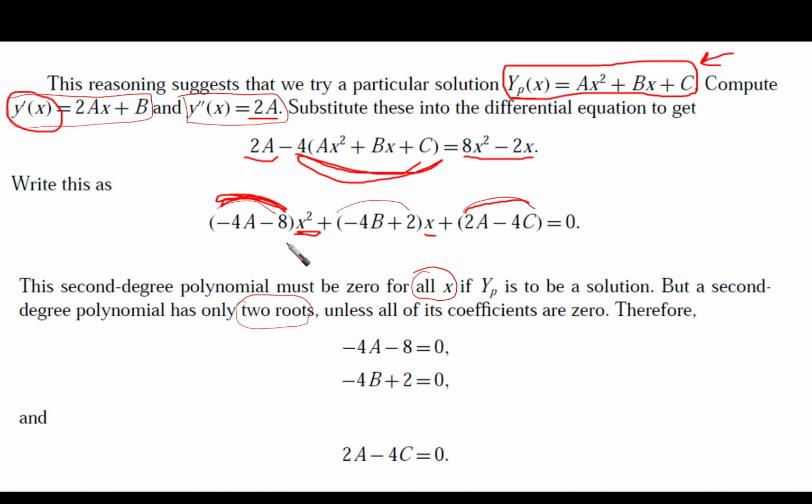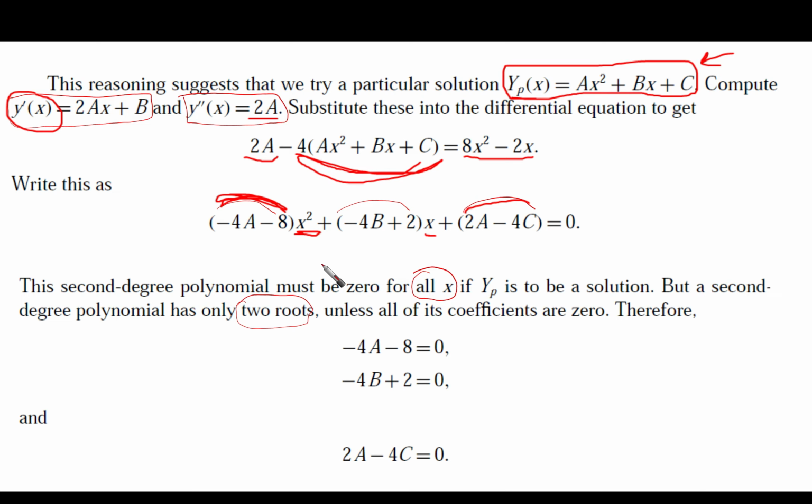Now look at this equation clearly. This seems to be a polynomial, right? And it is a second-degree polynomial, because the highest power of x here is 2. This suggests that we have only two roots for x in order to equate it with 0. But actually we want a solution for all values of x, not only two values, not only two roots. We want all values of x.